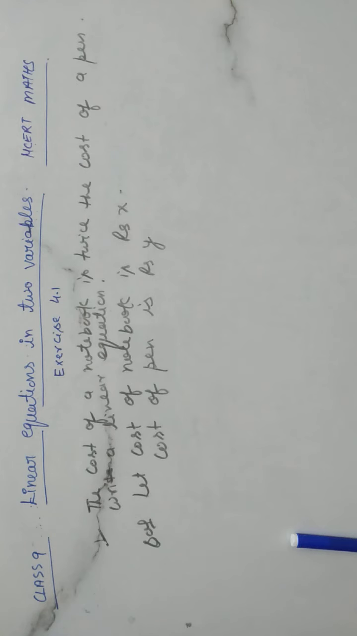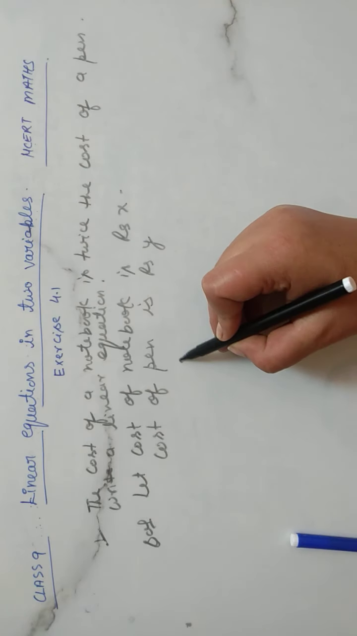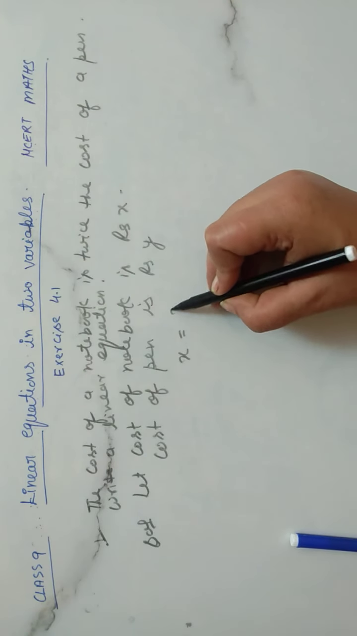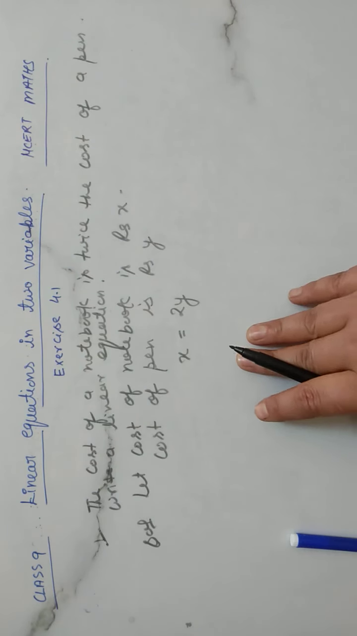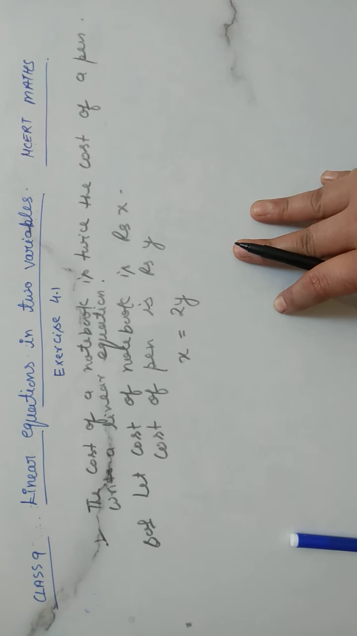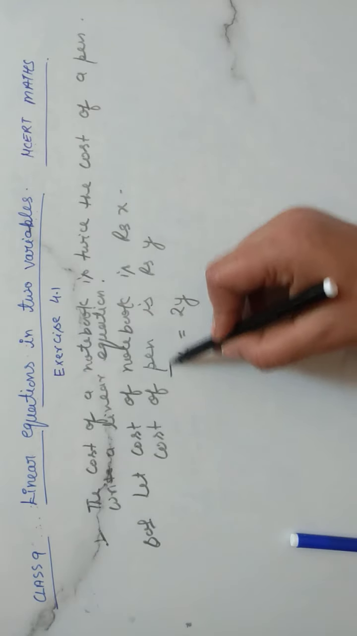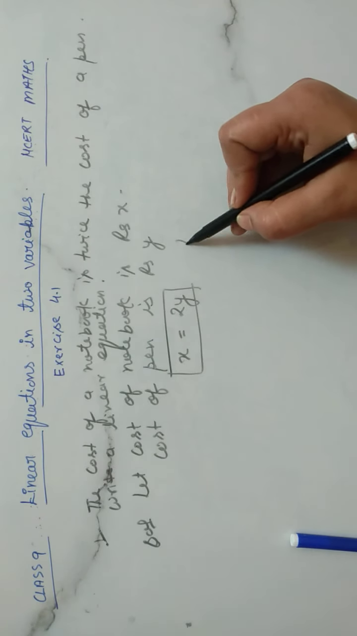Now read out the statement. The cost of the notebook is twice the cost of the pen. So if you want to equalize both sides of the statement, you will write X equals 2Y, because the cost of the notebook is twice the cost of the pen. So that is our answer.